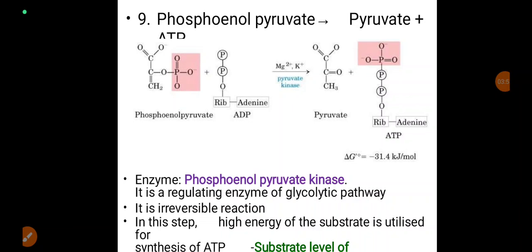It is a regulating enzyme of the glycolytic pathway. It is an irreversible reaction. So in this step, the high energy of the substrate is utilized for the synthesis of ATP. So it is a substrate level phosphorylation step.